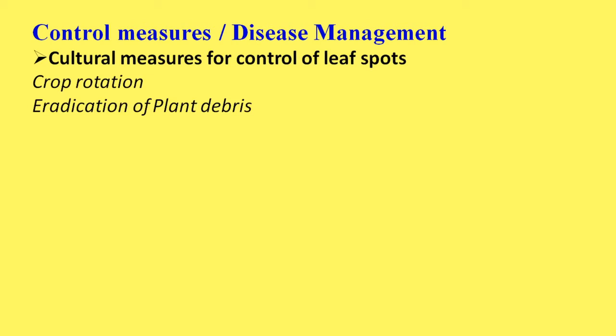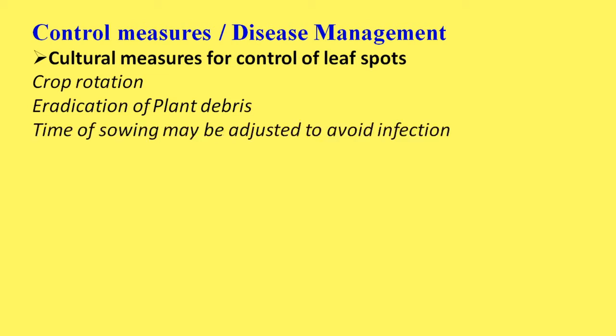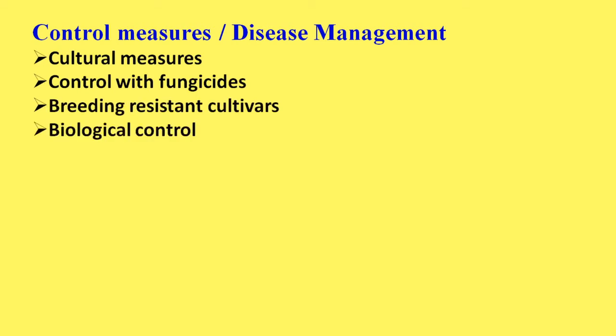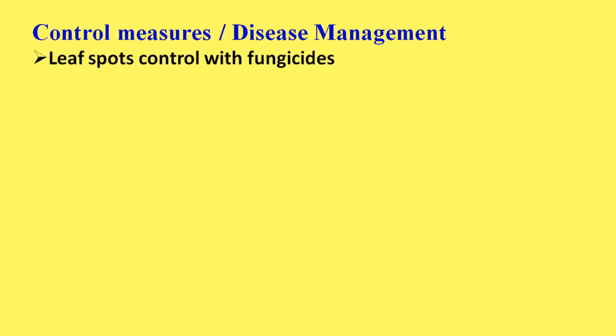Weeds should be kept under control because their heavy growth may encourage disease development through modification of crop microclimatic conditions. So this microclimatic condition should be prevented, and as a result we will successfully prevent the disease infection. So: cultural measures, control with fungicides, breeding of resistant cultivars, biological control, and integrated control. This part we are now discussing. Out of that, cultural measures are in the hands of the farmer or cultivator, because he knows how suitable the environmental conditions are.